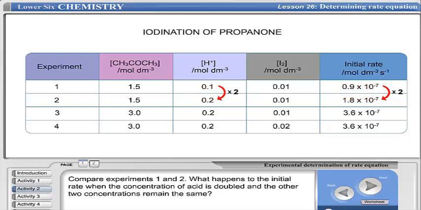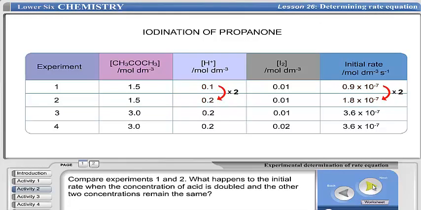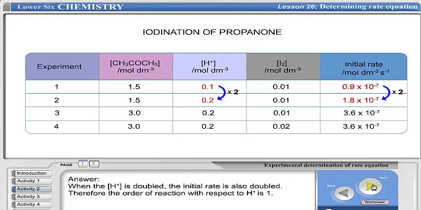Compare experiments 1 and 2. What happens to the initial rate when the concentration of acid is doubled and the other two concentrations remain the same? Answer: when the concentration of H+ is doubled, the initial rate is also doubled. Therefore, the order of reaction with respect to H+ is 1.